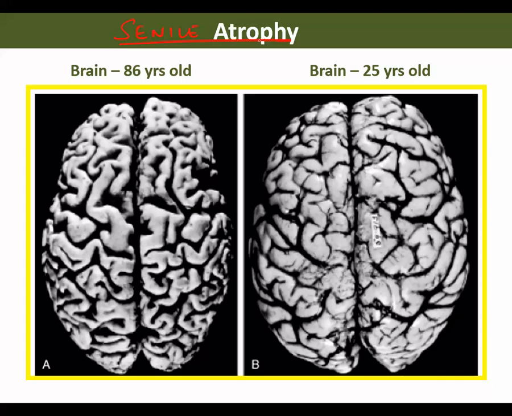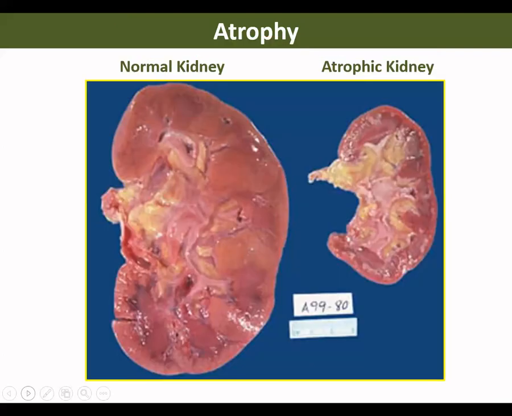This is an example for senile atrophy. This is the young brain, and you can see the old aged brain. This is small in size because of the aging related atrophy. So this is the normal kidney. Due to some disease, the kidney goes for atrophy.